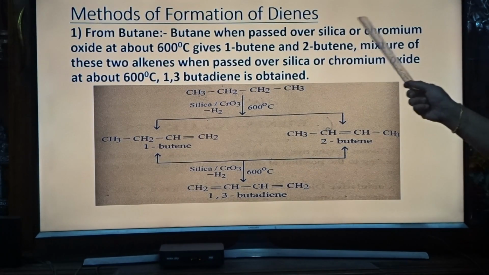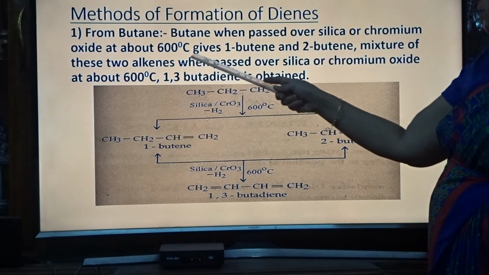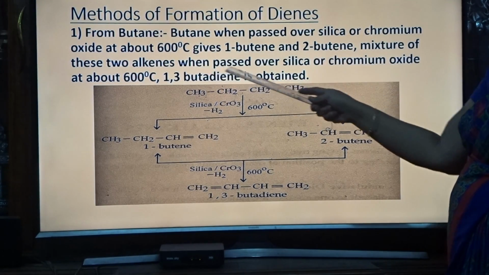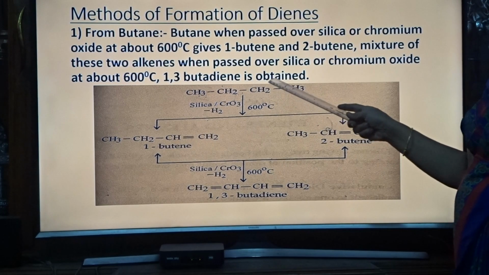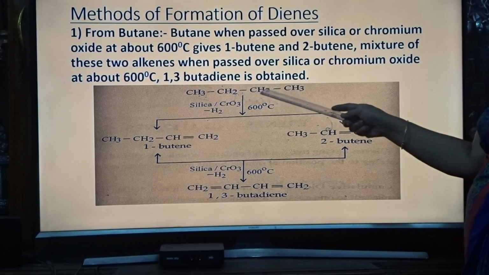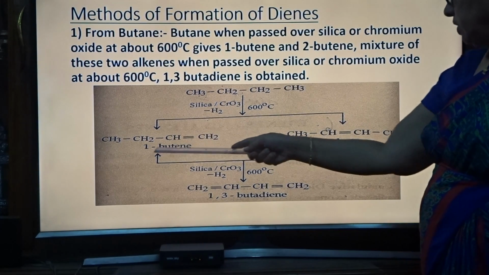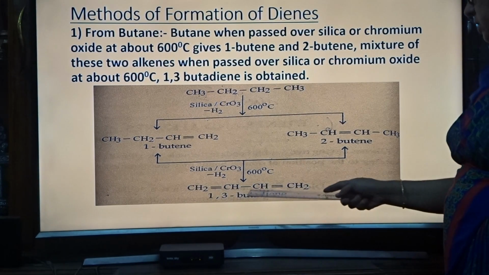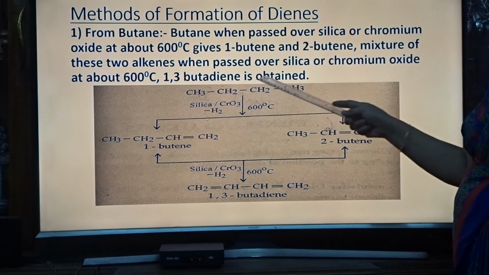Methods of formation of dienes. First method is from butane. Butane, when passed over silica or chromium oxide at about 600 degrees centigrade, gives 1-butene and 2-butene. A mixture of these two alkenes when heated again is converted to 1,3-butadiene. So here you are seeing butane, CH3, CH2, CH2, CH3. From butane, in the presence of silica at 600 degrees centigrade, you are getting 1-butene and 2-butene. This again heated, you are getting 1,3-butadiene. In positions 1 and 3, two double bonds are there, so 1,3-butadiene. So from butane we can obtain 1,3-butadiene.